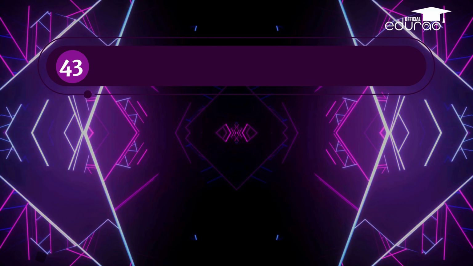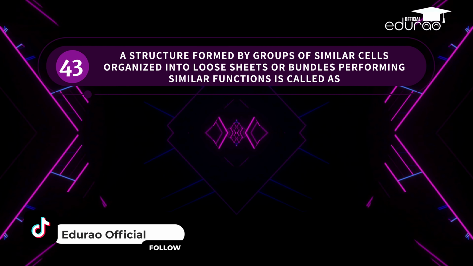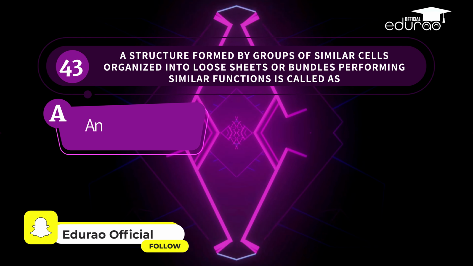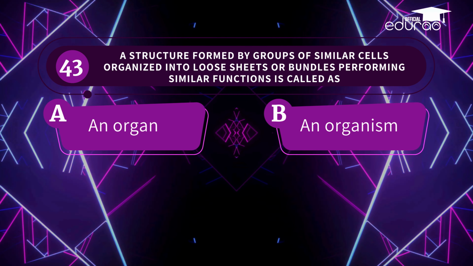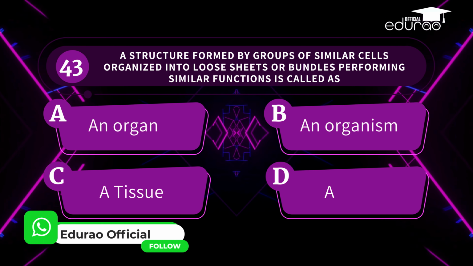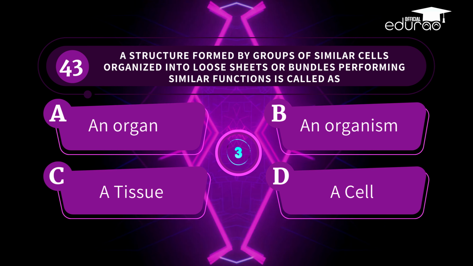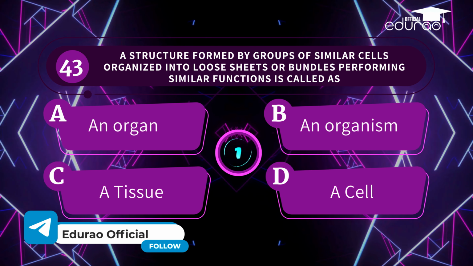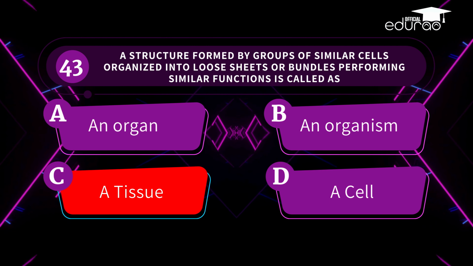Question 43. A structure formed by groups of similar cells organized into loose sheets or bundles performing similar functions is called as A. An organ. B. An organism. C. A tissue. D. A cell. You've made a fantastic point. The correct answer is a tissue.